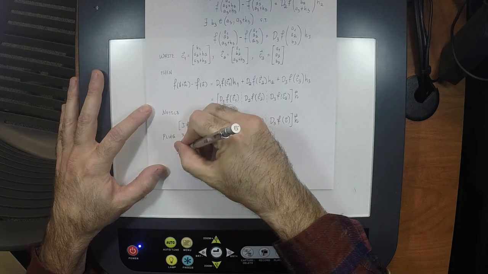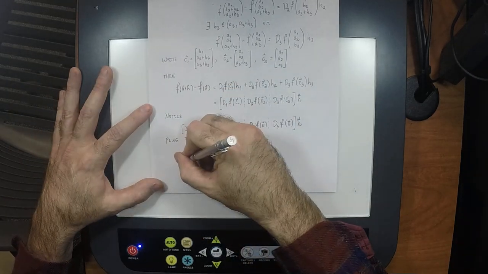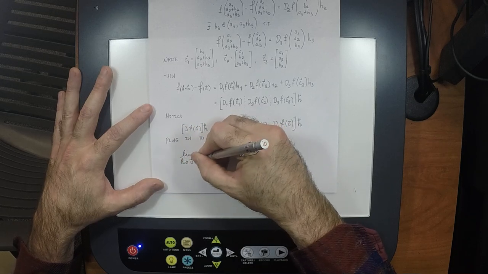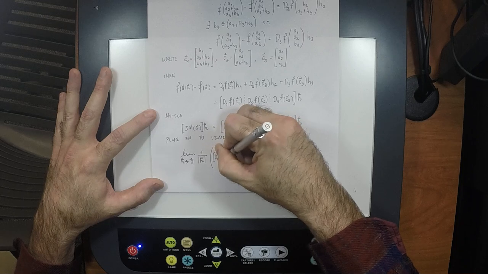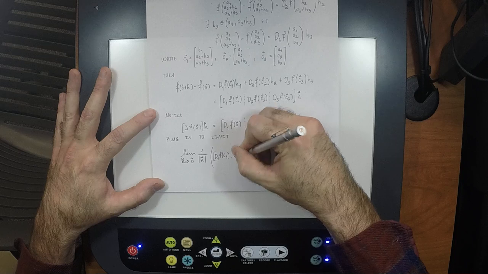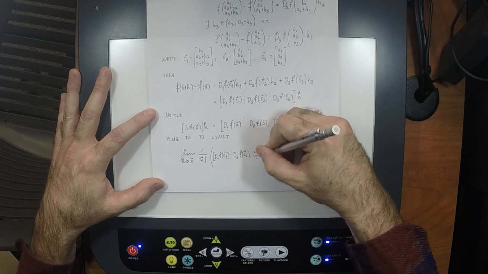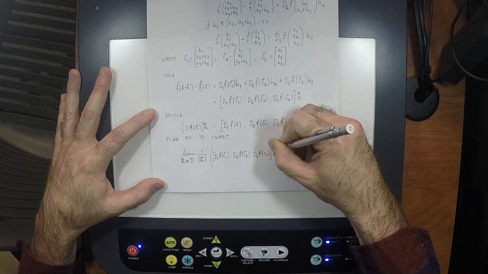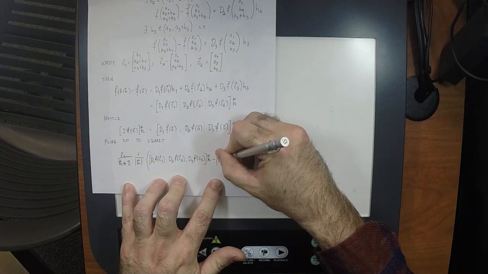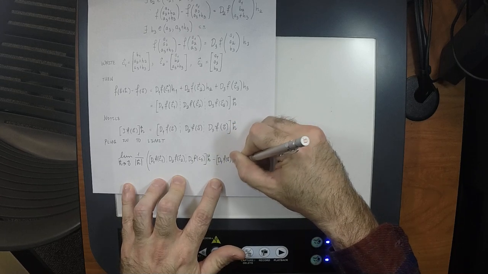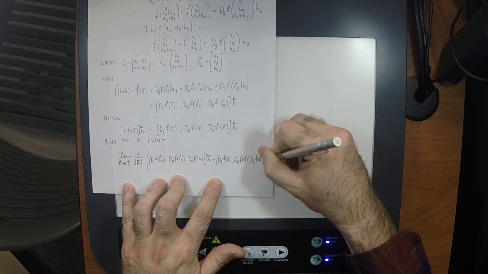So you plug into the limit and you obtain the limit as h goes to 0, 1 over length h, and then we have D1 f evaluated at C1, D2 f evaluated at C2, D3 f evaluated at C3, H. That's the increment of the function, and now I'm going to subtract from it the Jacobian applied to h. So minus D1 f evaluated at A, D2 f evaluated at A, D3 f evaluated at A, H.